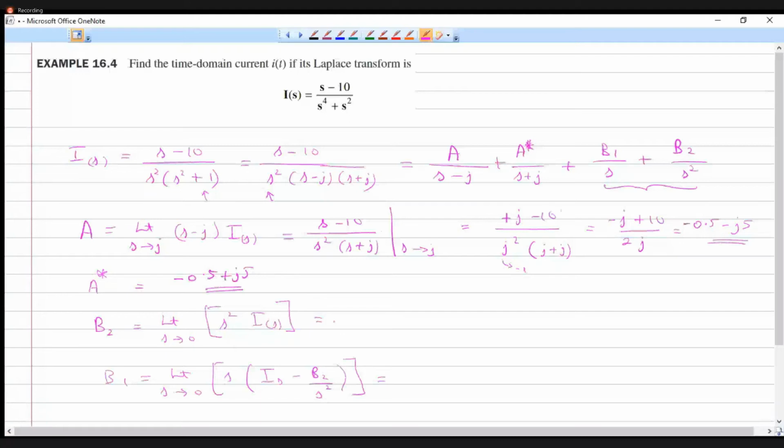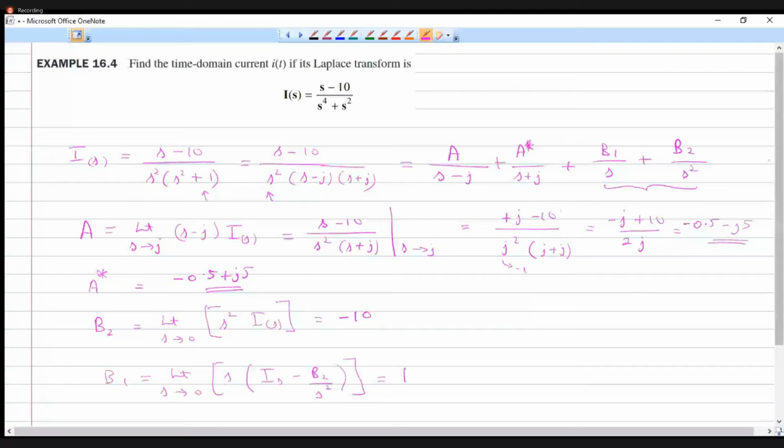Similarly, you can evaluate b2. Are you getting b2? Okay, I will give out the answer. Just check whether you are getting that or not. If you are not getting this, tell me in the next class and I will try to do it for you. So b2 you should get as equal to minus 10, and b1 you should get as equal to 1.